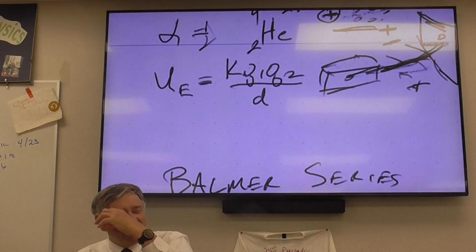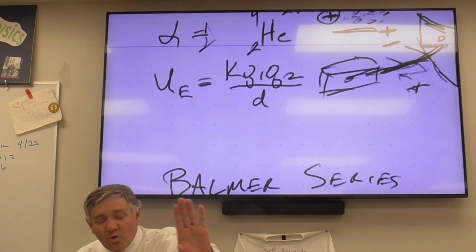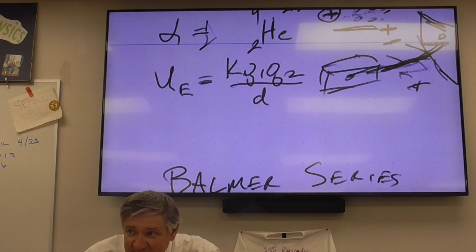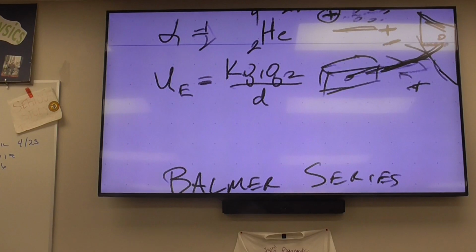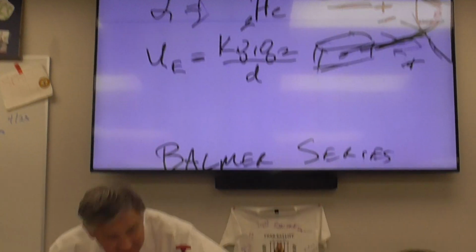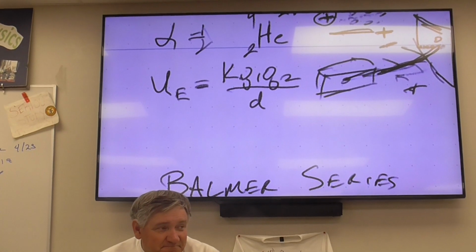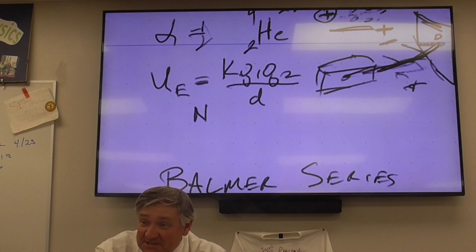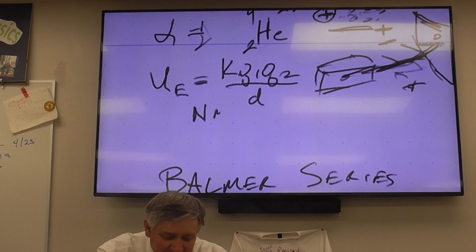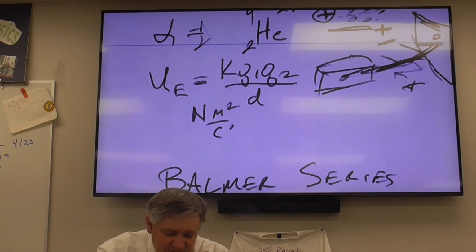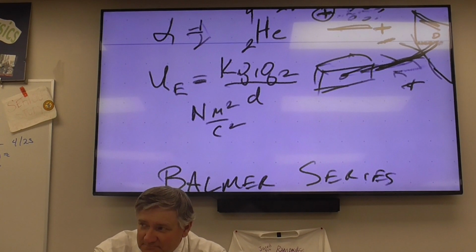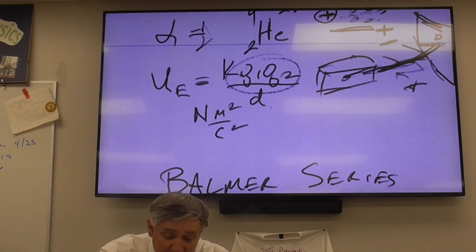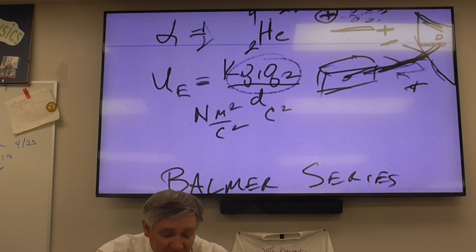Okay. Old school. What units is K in? Newton meter squared over Coulomb squared. Because on the top, I've got the units for K, Coulomb squared.